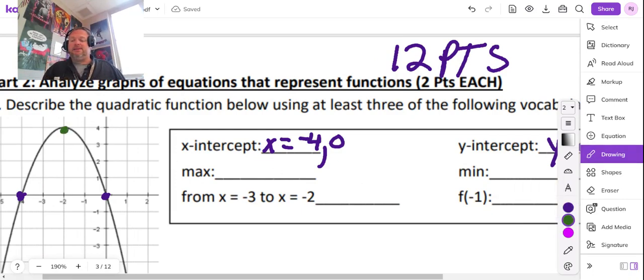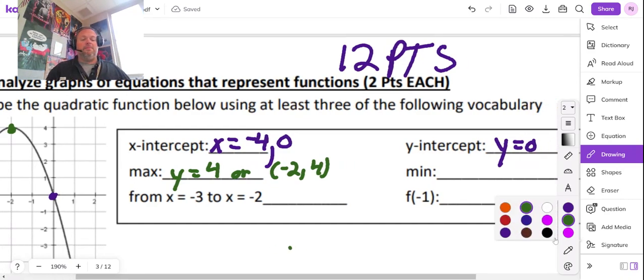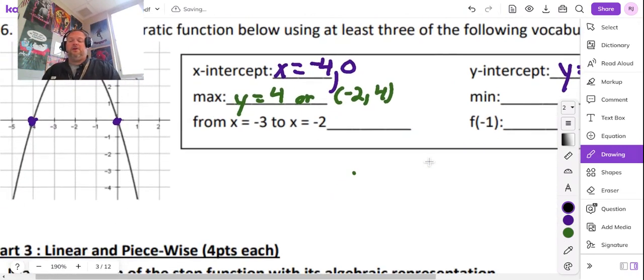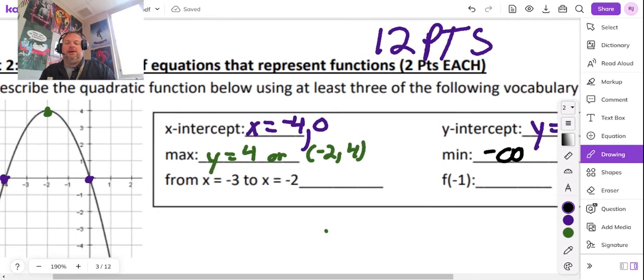We have a max of, two ways you can write it: y equals 4 or -2, 4. Okay. Our minimum, it goes on forever. Even though it doesn't have arrows, just trust me, negative infinity. What's the other way I'll take it? Negative what? Forever. Good. People were like, why is my screen buffering? No. All right.